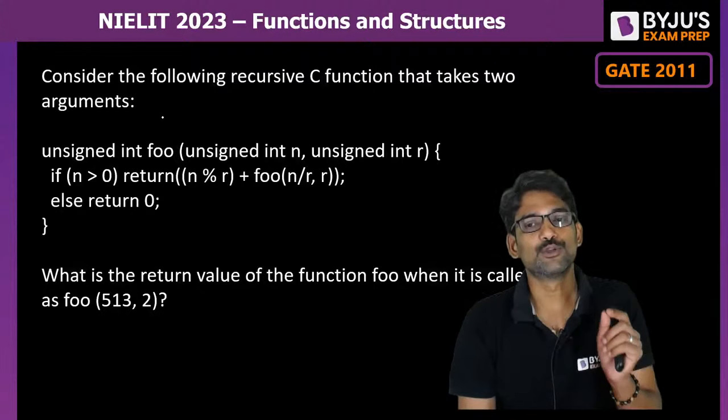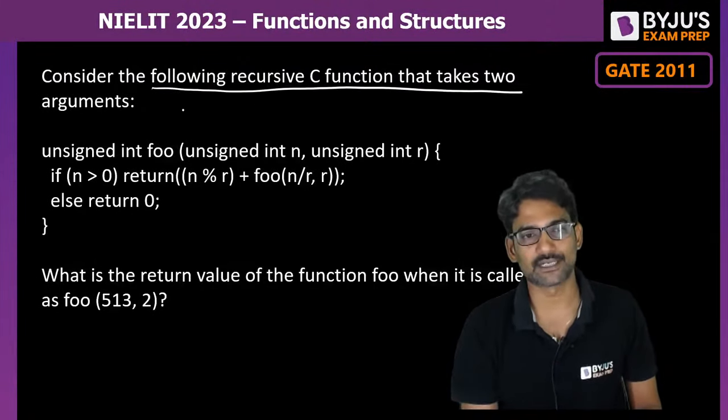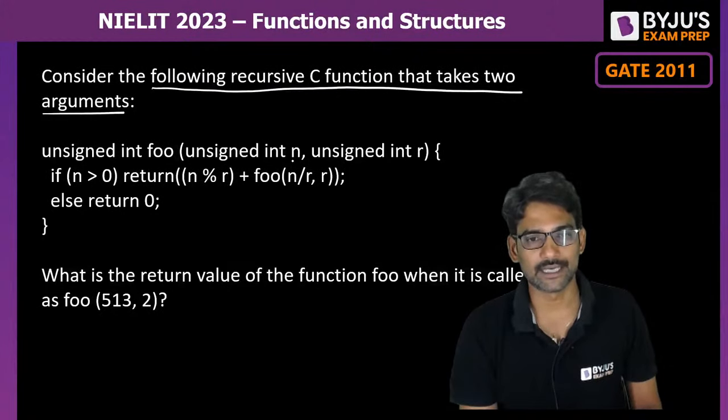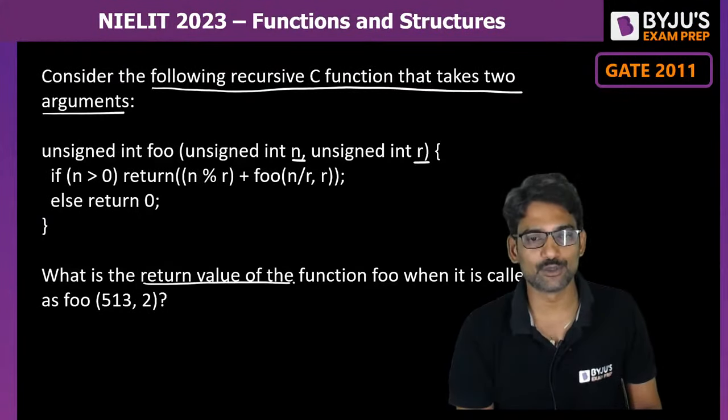Right. So, look at this question. Consider the following recursive C function that takes 2 arguments n, r. What is the return value of the function foo when it is called as foo of 513, 2? So, the n value initially passed is 513, the r value passed is 2. Solve it quickly.